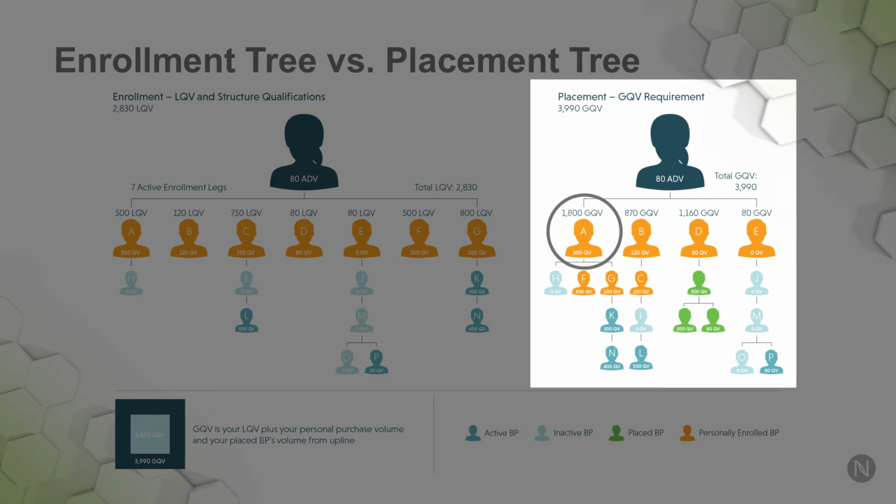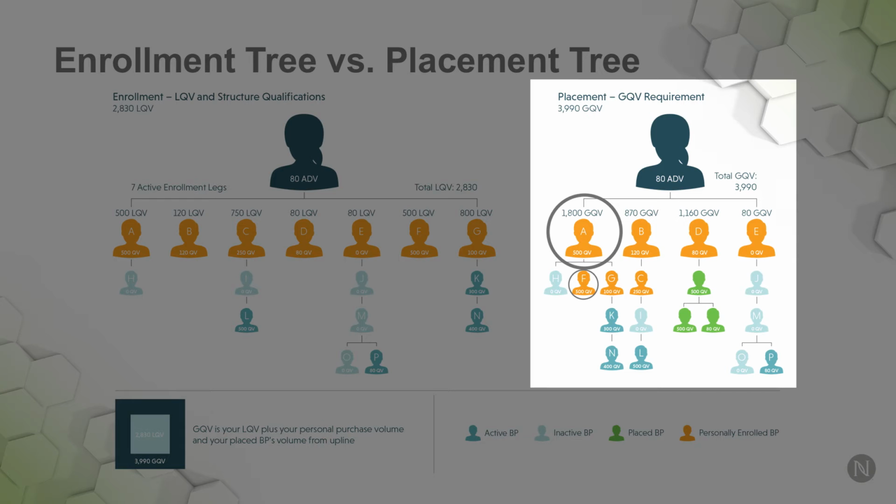I may want to place F under A because they live in the same marketplace. And because they live in the same marketplace, it may be in F's best interest to build the business, going to the same meetings, being a part of the same process, being in the same team as A, if they're in the same market.